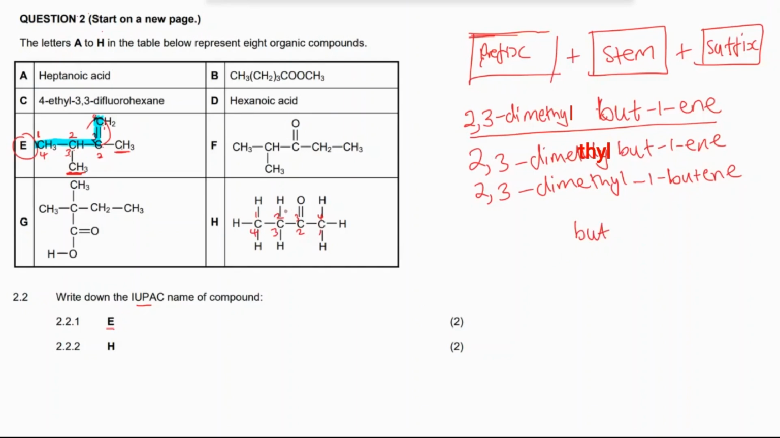But now, what is the functional group here? This is a ketone. And it's in carbon what? In carbon 2. Then we remove the E here and add 2-one, because it's butanone. So it's butan-2-one. Right? The "one" is from the ketone group.